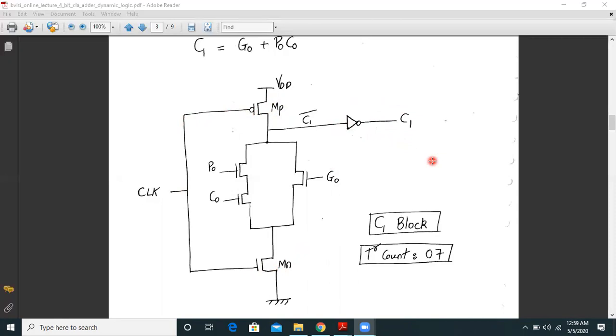So let us count the number of transistors used to implement this C1 carry block. In the pull down network, we require 3 transistors, 2 transistors MN and MP. So total 5, plus 2 transistors are required for the CMOS inverter. So total transistor requirement is 7.